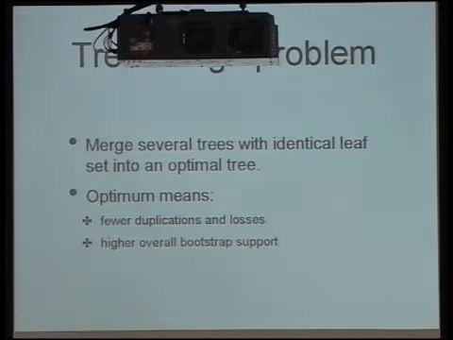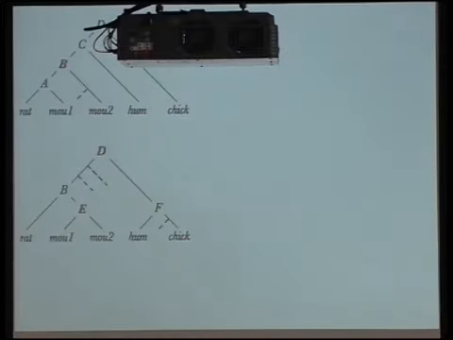Let's first see an example. Here are two gene trees, this one and this one. The leaves are the red gene, mouse gene 1, mouse gene 2, human, and chick. The red node shows the duplication nodes. You can see here a red mouse, and here another mouse. This is the duplication. And the red dashed line shows the gene losses. We can infer the duplications and gene losses with the standard tree reconciliation algorithm. I won't show too much.